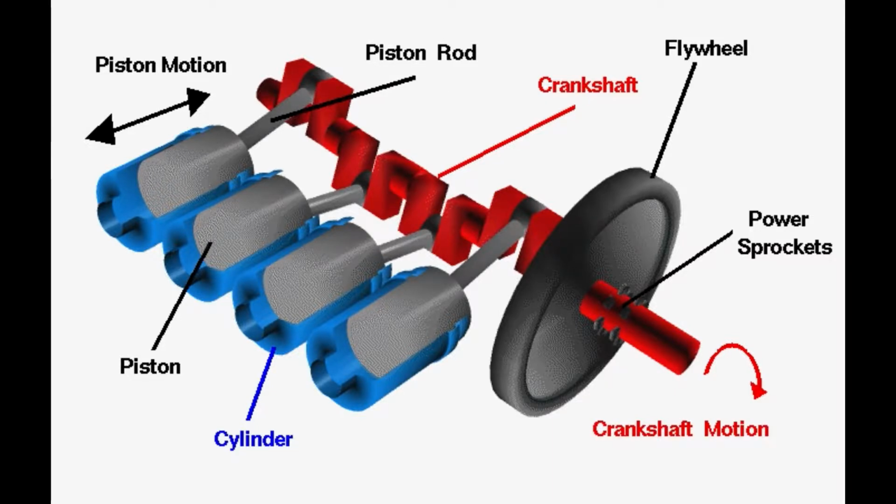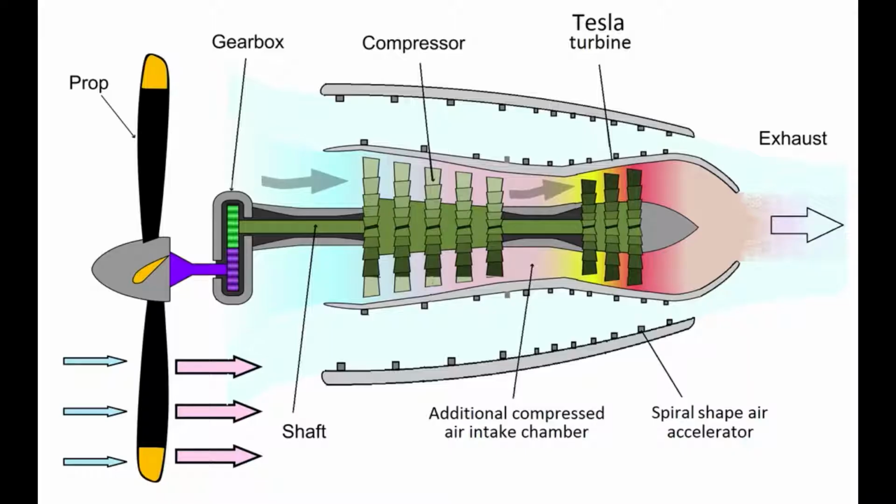In a piston engine, fuel is ignited within the engine, creating a gas expansion that drives many pistons forward. The pistons are connected by a rod to a crankshaft, which is then rotated, rotating the propeller.